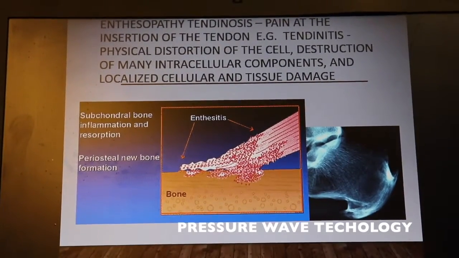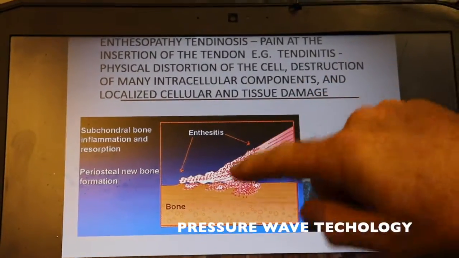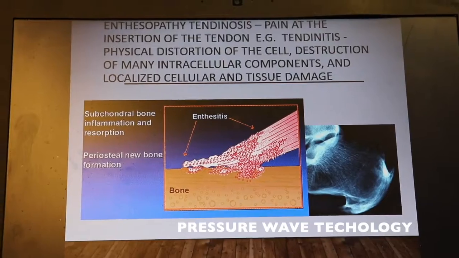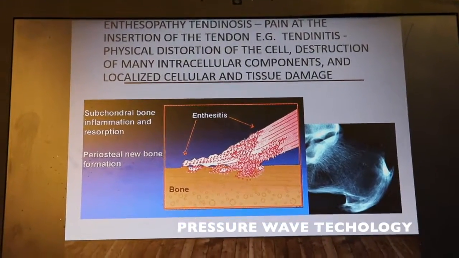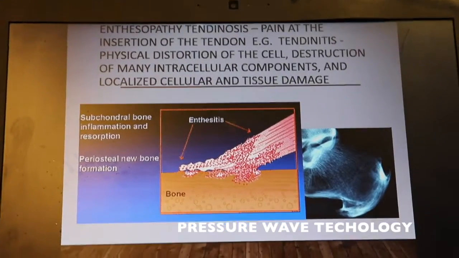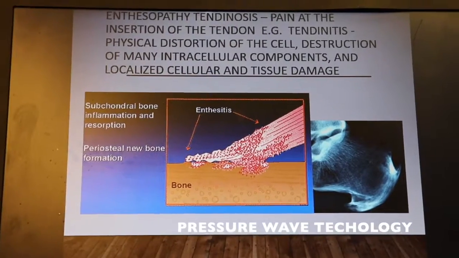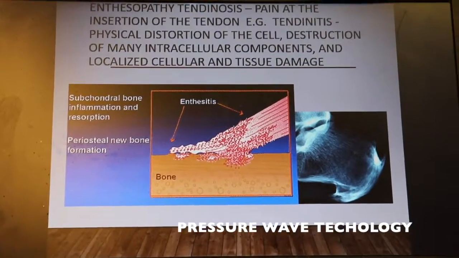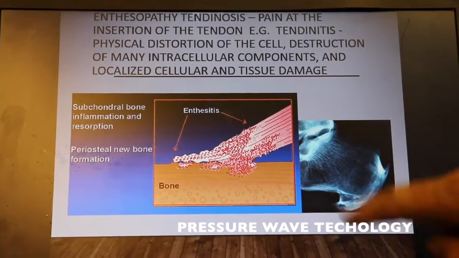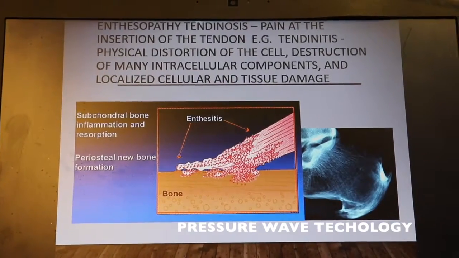What is this? This is so critical because we're able to treat deep into the tissue, at the bone tendon area, which is the biggest problem with tendinosis and tendinitis. It's called endotheliopathy. The pain at the insertion of the tendon is an example of tendinitis, physical distortion of the cell, destruction of many intercellular components, and localized cellular and tissue damage. Sometimes it forms osteophytes because of this local damage. The bleeding out of the calcium into the area can create the bone formation.